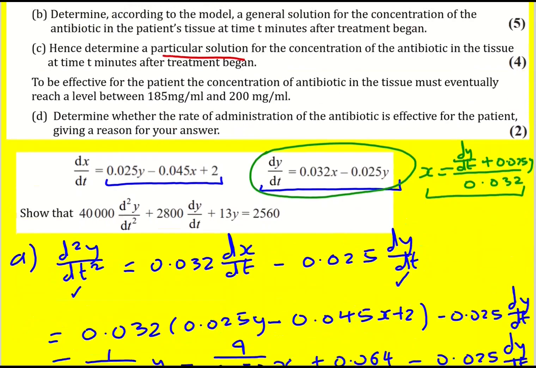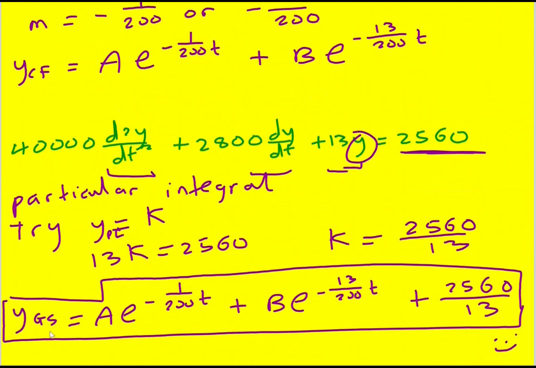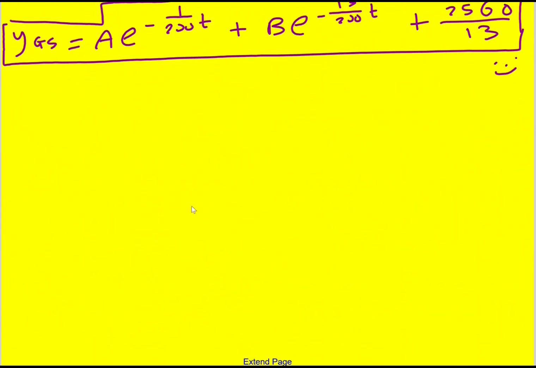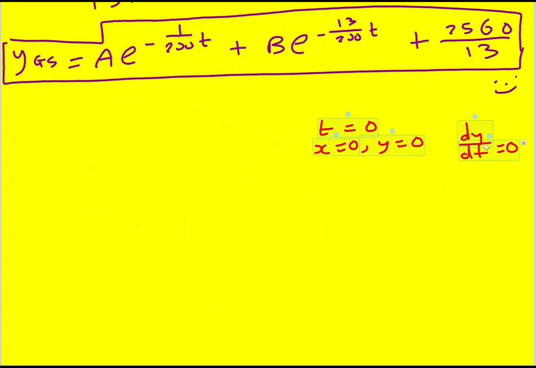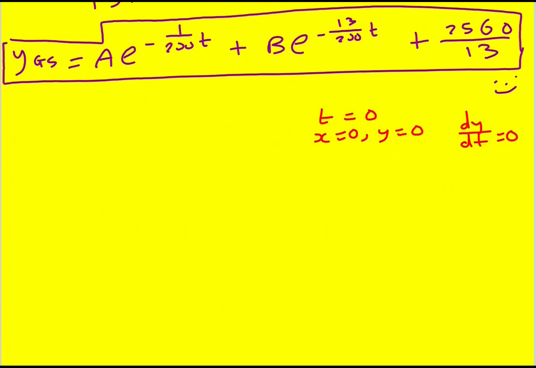All right, and we can now use these conditions in our equation. Dx by dt initially would have been 2. So let's sub in. We're going to get 0 equals a plus b, because remember e to the 0 is just 1, plus 2560 over 13. So that means a plus b is going to be minus 2560 over 13. I'll deal with that in a minute.